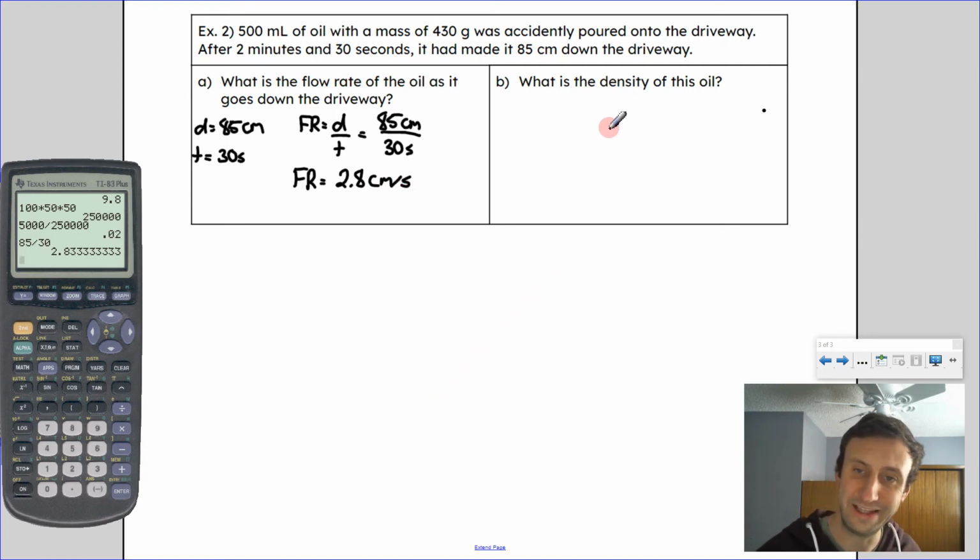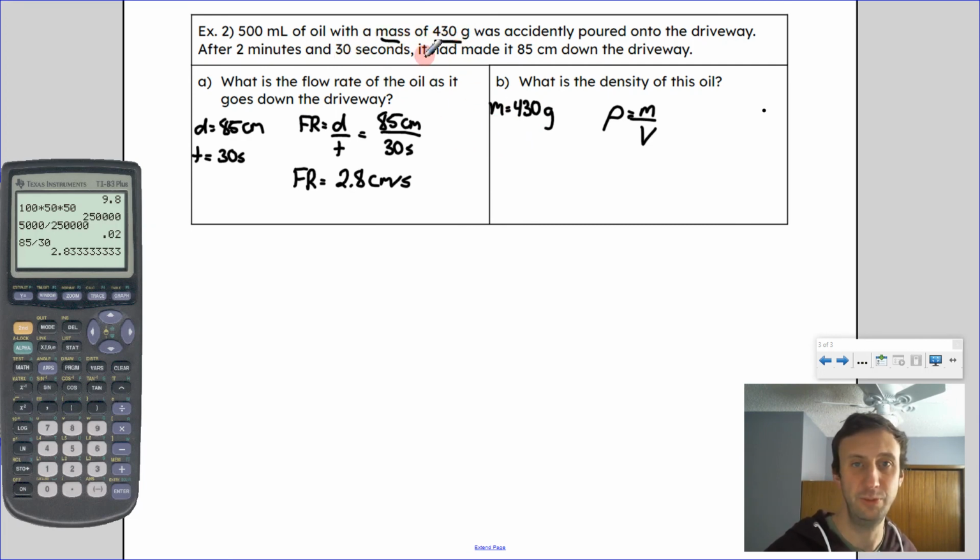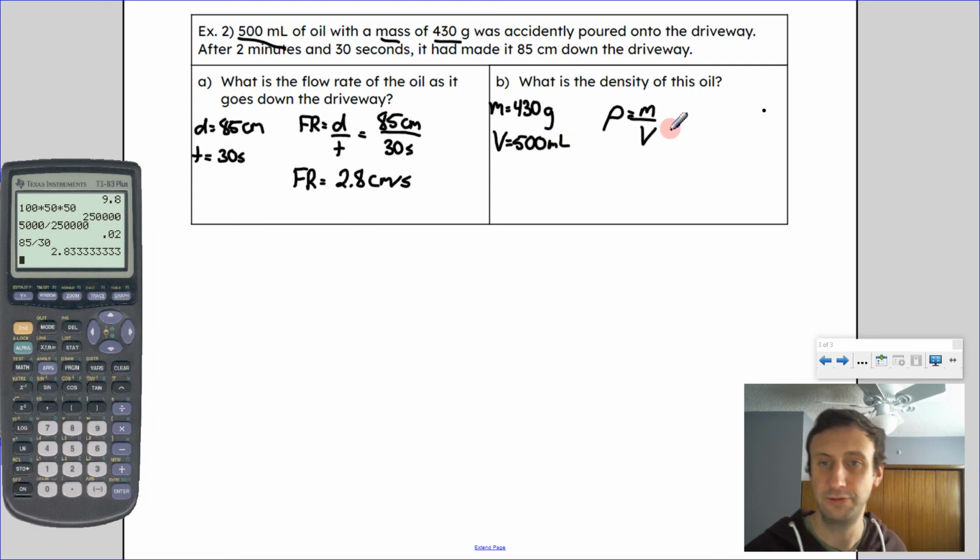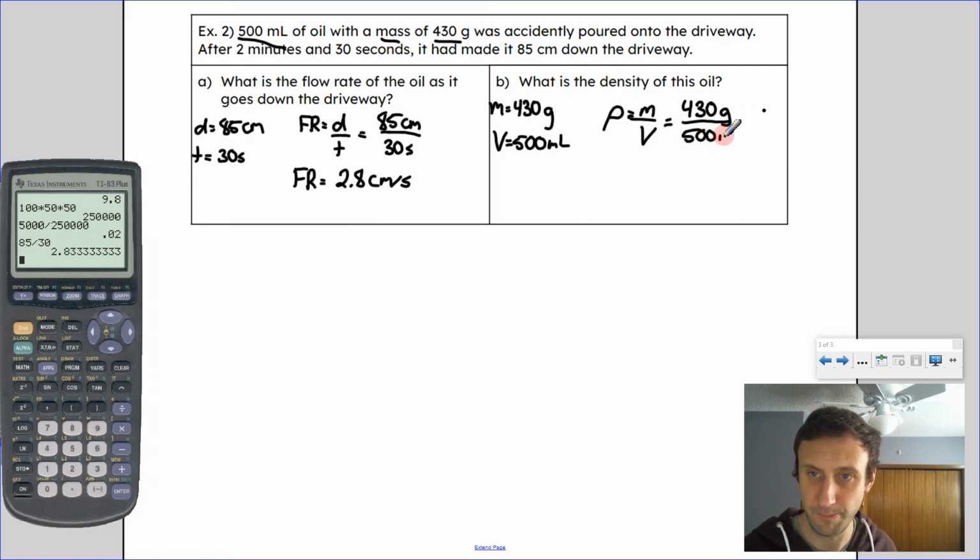Well, we know that density is found by taking mass and dividing it by volume. So I have a mass of 430 grams. I like writing it over here, keeping track. 430 grams, right? Mass, 430 grams. And after 2 minutes, it had made it 85 centimeters down the driveway. That doesn't help us. What does help us is that it was 500 milliliters of oil. That's my volume. So volume is equal to 500 milliliters. So I have then 430 grams divided by 500 milliliters.